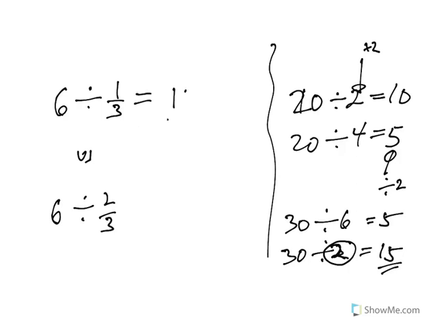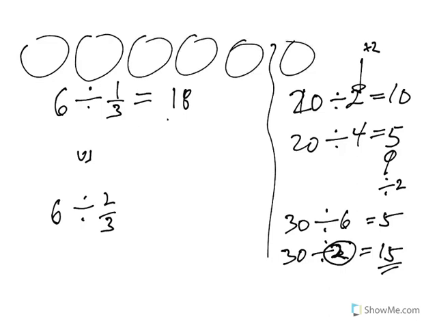6 divided by 1/3 is 18. Here's 1, 2, 3, 4, 5, 6. They're all split into thirds. And we can actually count. There are 18 of these here.